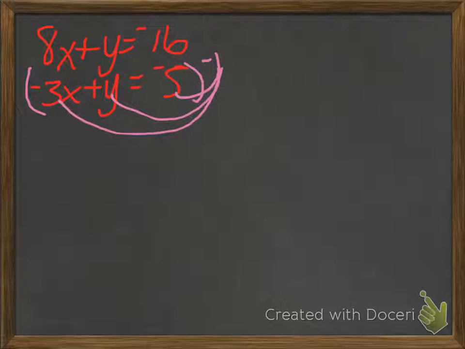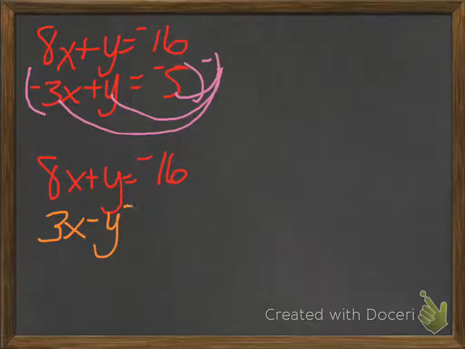So I'm going to rewrite my system, and I'm going to write it in a different color so we can see it. Since I did not do anything to my top equation, that's going to stay the same. So it becomes 8x plus y equals negative 16. Now here, I'm going to do it in orange so you guys can see where I distribute. Negative 1 times negative 3x would give me a positive 3x. Then negative 1 times y would give me a negative y. And then negative 1 times negative 5 would give me a positive 5. Now if you look, I have what?